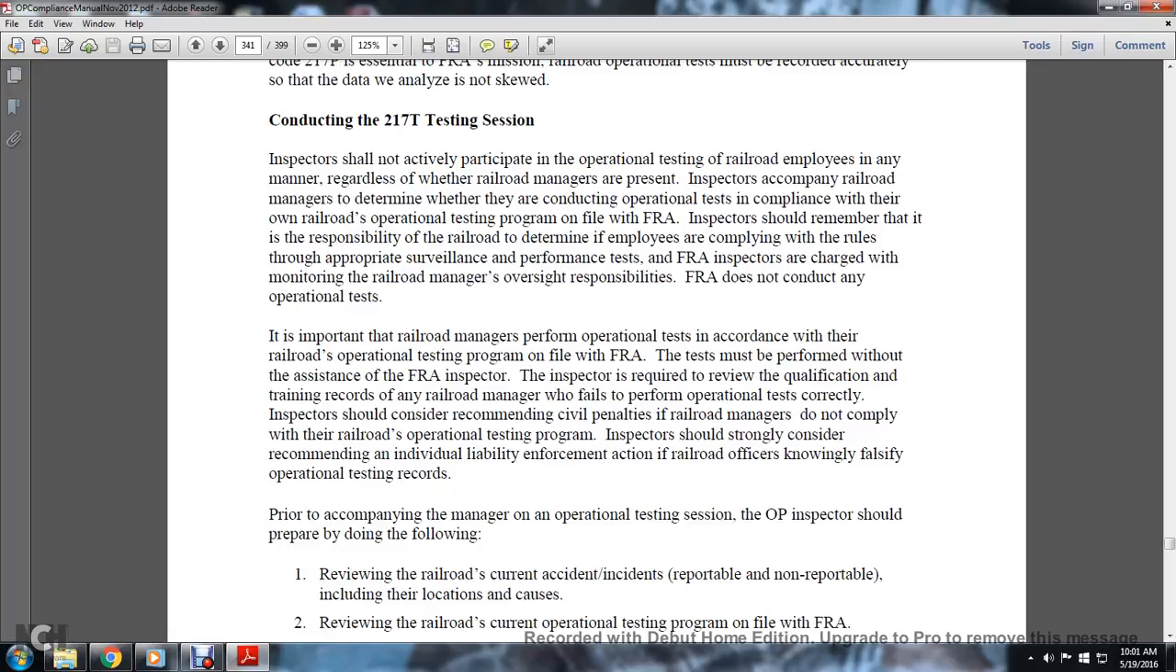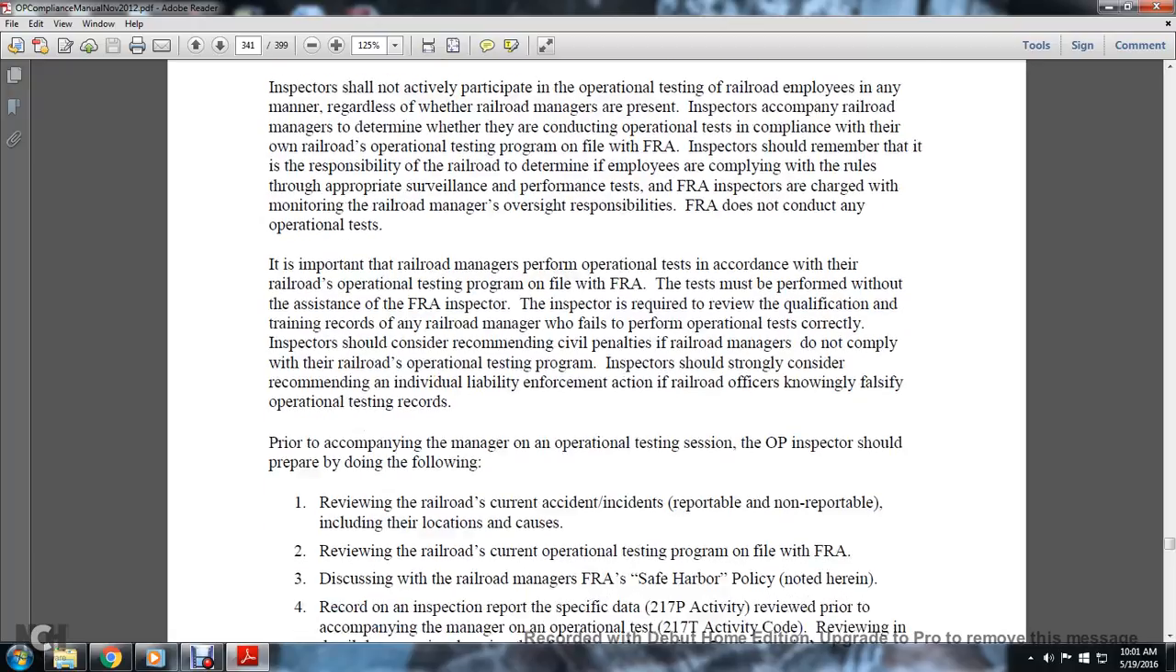The test must be performed with the assistance of the FRA inspector. The inspector is required to review the qualification and training standards of a railroad manager who fails to perform the operational testing correctly. The inspector should consider recommending civil penalties if the railroad manager does not comply with the railroad's operational testing program. Inspectors should strongly consider recommending individual liability enforcement action if the railroad manager knowingly falsified operational testing.